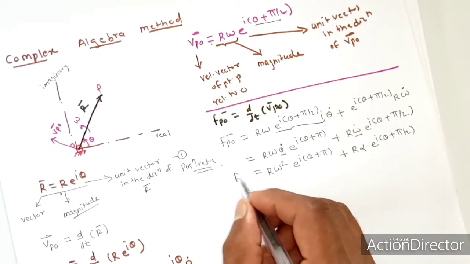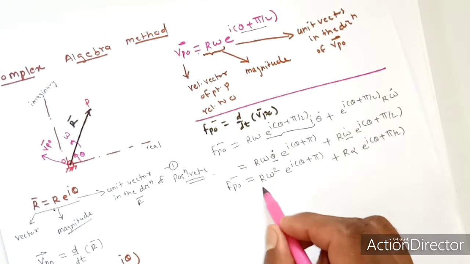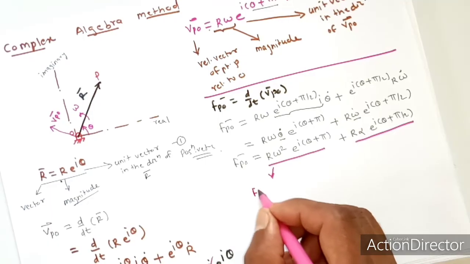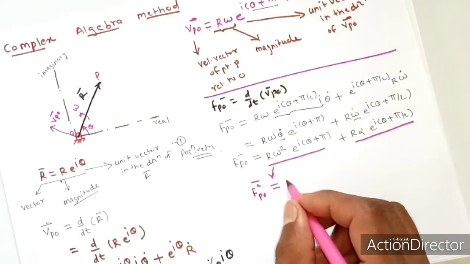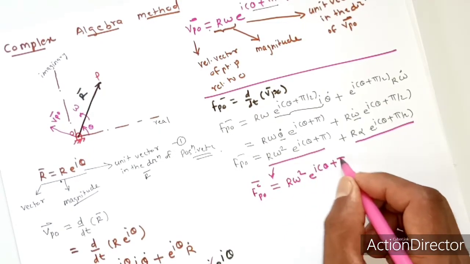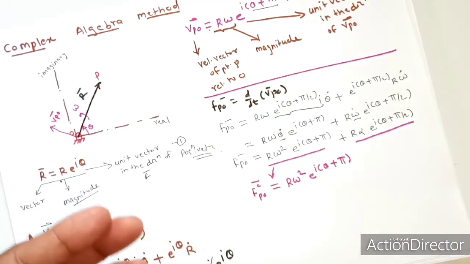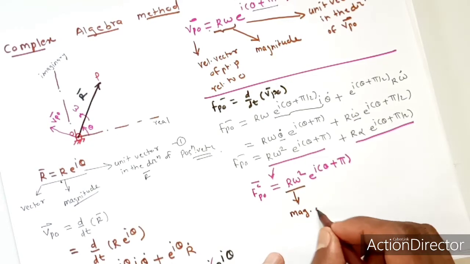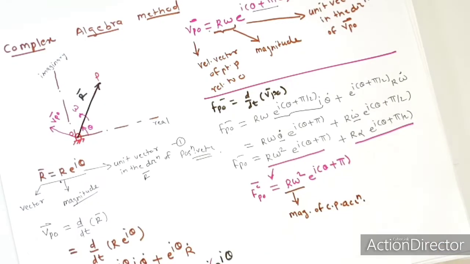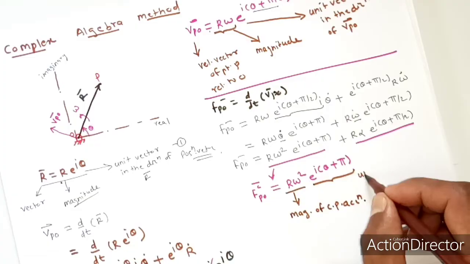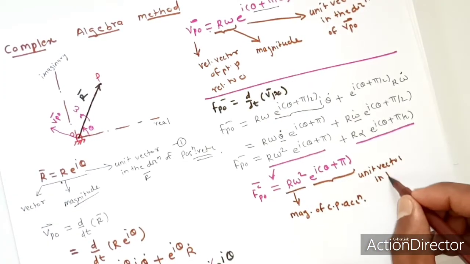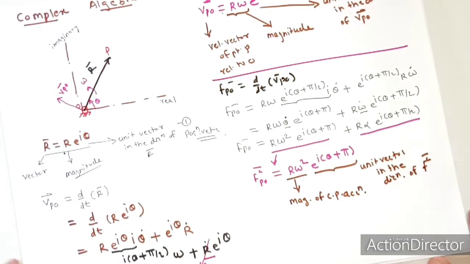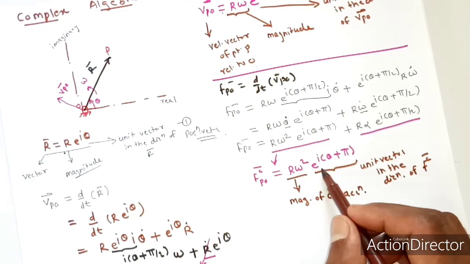Now you can see this acceleration vector is composed of two components, r omega square and r alpha. The first component is called the centripetal component of P relative to O, which equals r omega square e raised to i theta plus pi, where r omega square is the magnitude of centripetal acceleration, and the unit vector is in the direction of the centripetal component, indicating the direction of centripetal acceleration of P relative to O. The magnitude is r omega square and direction is theta plus pi.